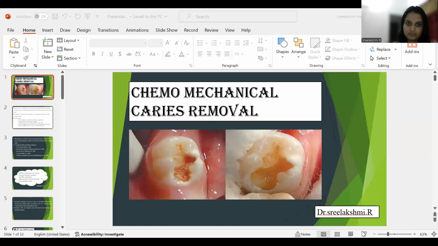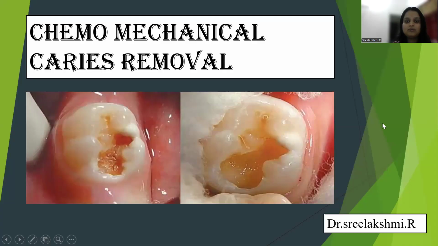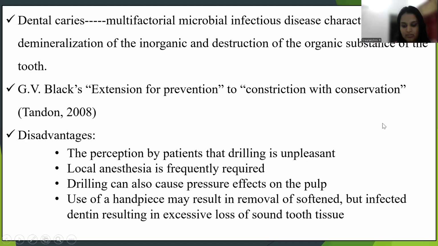Today, the session is on the topic chemomechanical caries removal. What do you mean by dental caries? Dental caries is a multifactorial disease characterized by the demineralization of the inorganic and destruction of the organic substance of the tooth.